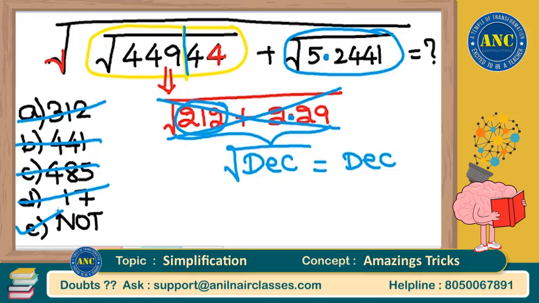Kindly comment in the live chat, sir. Answer: square root of a decimal number will also be a decimal value, but all the options are whole numbers.